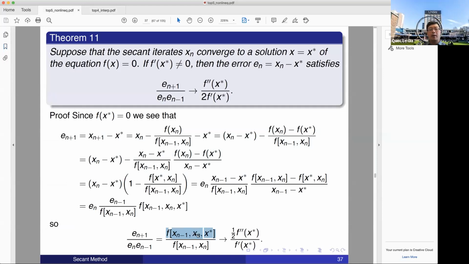You see, so this one is xn goes to x star, xn minus 1 goes to x star. So the mean value theorem just gives you this 1/2 f double prime x star, okay? So the whole process is just trying to get into this expression. So that is the theorem.